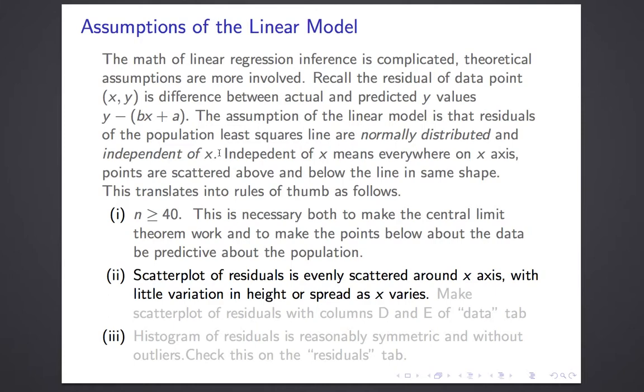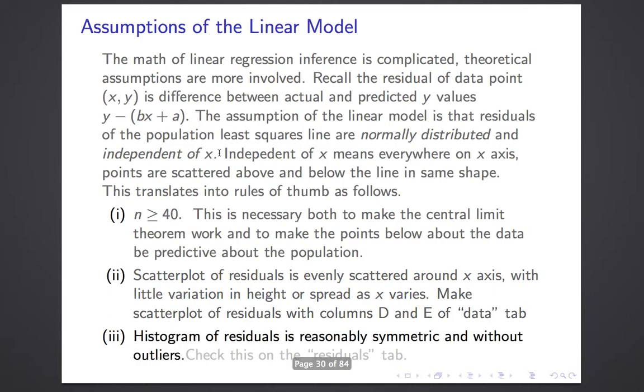Under that circumstance, the notion that it should be independent is gotten by looking, and I will show you how to do this, at the scatter plot of residuals. So here we're relating the x variable to the residual. Residual is a random variable. Each individual in the population has a residual for this least squares line. So it's a numerical variable. We're going to look at the scatter plot to see that it looks independent. I'll show you how to make that scatter plot.